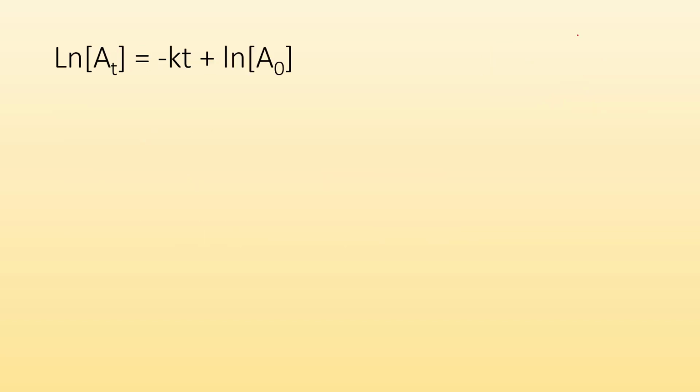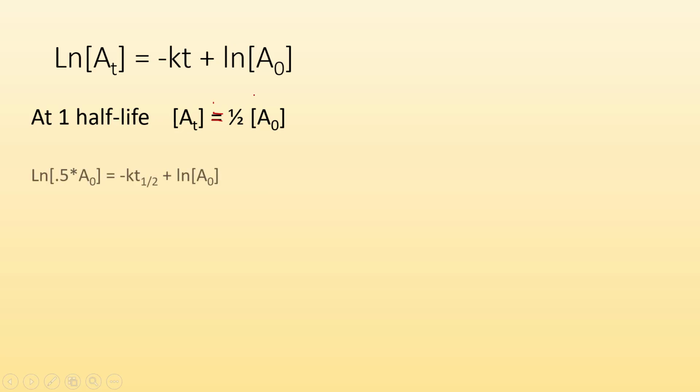First order reactions. If it's at one half-life, we know the amount at that time is going to be 1/2 the original amount. So we know that A_t equals 1/2 the starting amount, and we can just plug that into the equation. Substitute 1/2 A0 in for A_t, and now you have an equation where you're trying to solve for t 1/2.